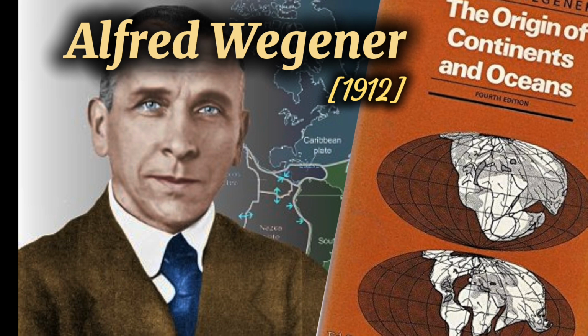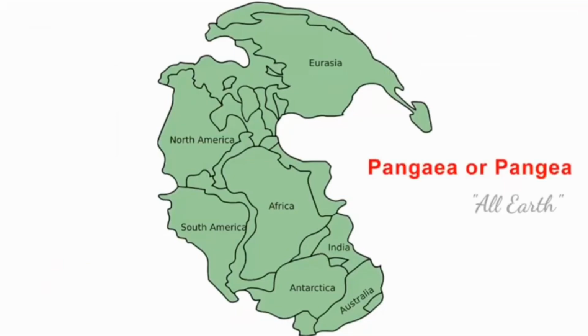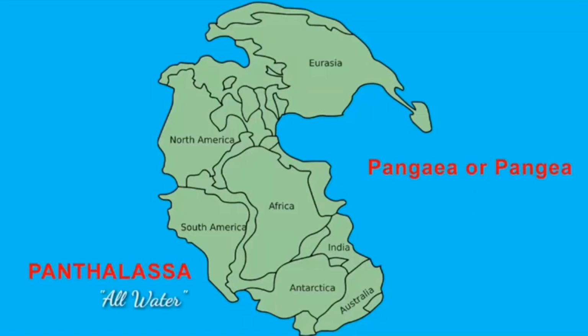According to Wegener, all continents formed a single continental mass. This supercontinent was named Pangaea, which means all Earth. It was surrounded by a mega ocean called Panthalassa, meaning all water.